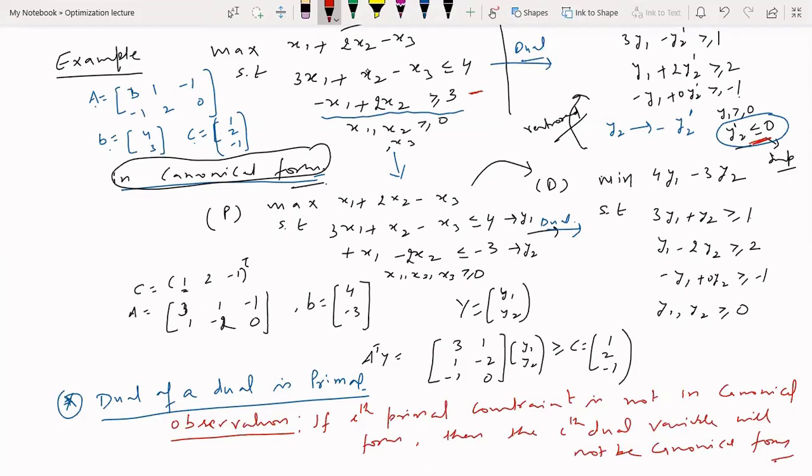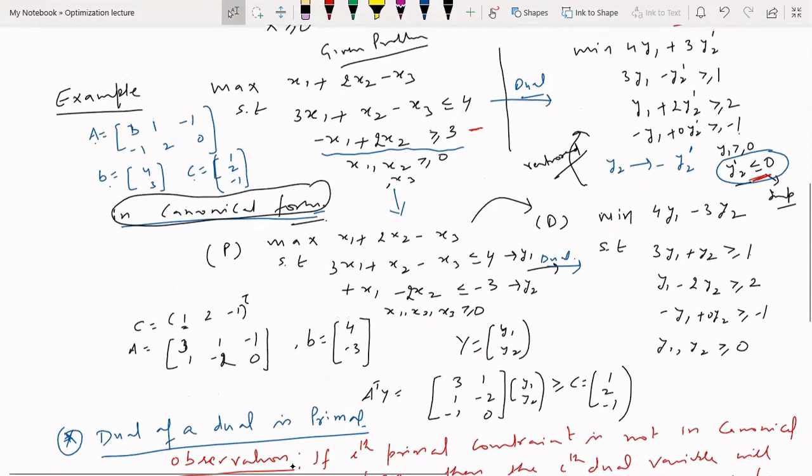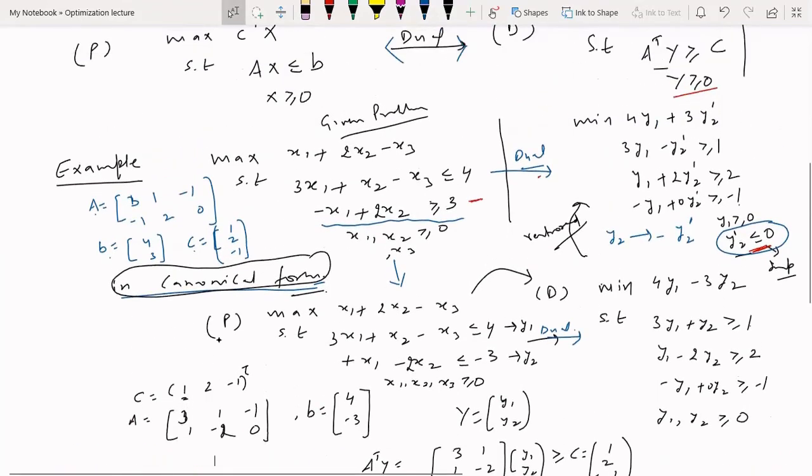Okay, next, the important point to be noted here is, because we have noticed that dual of a dual is primal. So the dual of this problem is again the present problem. So dual of this problem is again the given primal problem. So I can say these two are the dual of each other.